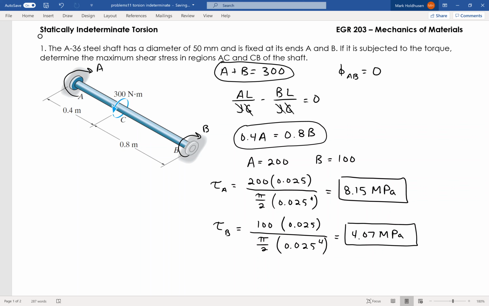You start with statics. If you don't have enough equations, you use a compatibility equation using the angle of twist and what we know about it to calculate those things.